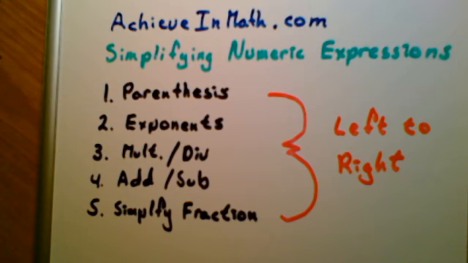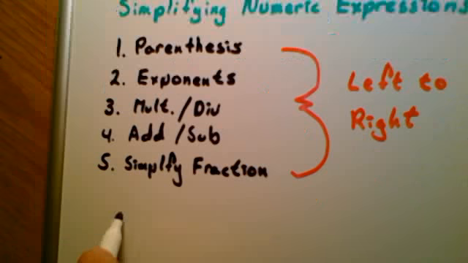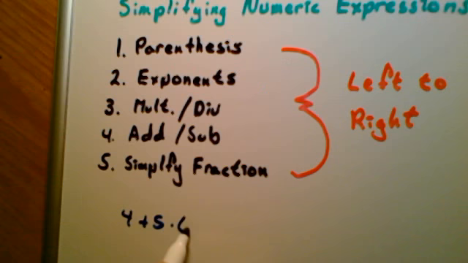The first problem is one that a lot of people make mistakes on. It looks simple, but actually you must follow the order of operations. 4 plus 5 times 6. Now you might do it this way. You go 4 plus 5, that's 9, and 9 times 6 is 54. But that's incorrect because you didn't follow the order of operations.